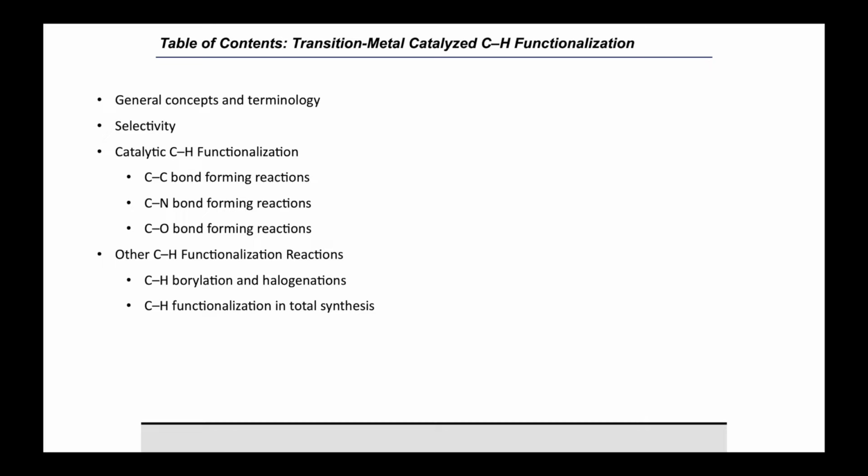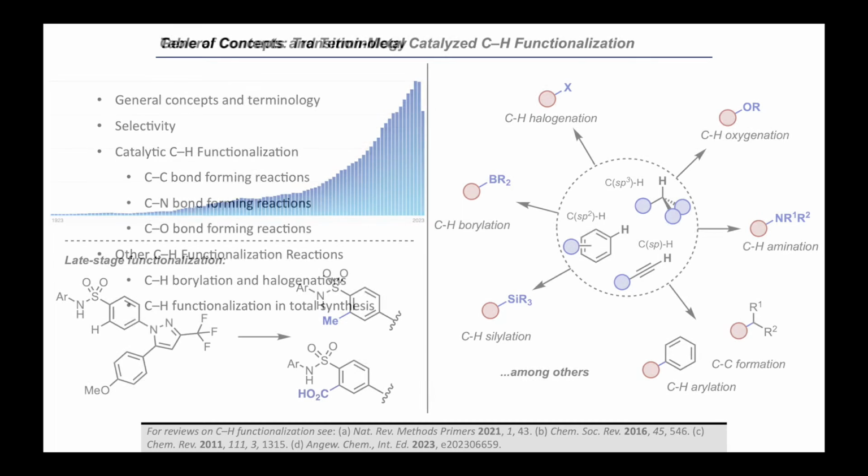First, we will start off by going over general concepts and terminology of CH functionalization. Next, we will look at what factors impact the site selectivity of CH functionalizations and the strategies chemists have used to achieve site selectivity in CH functionalization methods. Finally, we will look at examples of catalytic CH functionalizations for both carbon-carbon and carbon heteroatom bond formation.